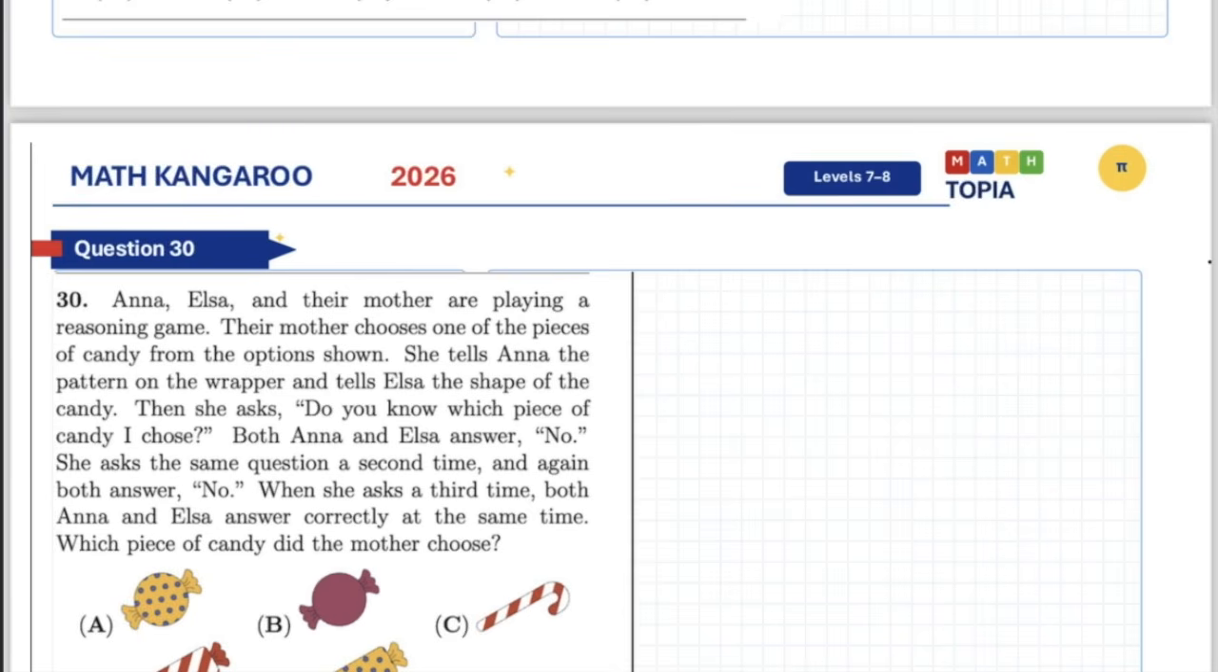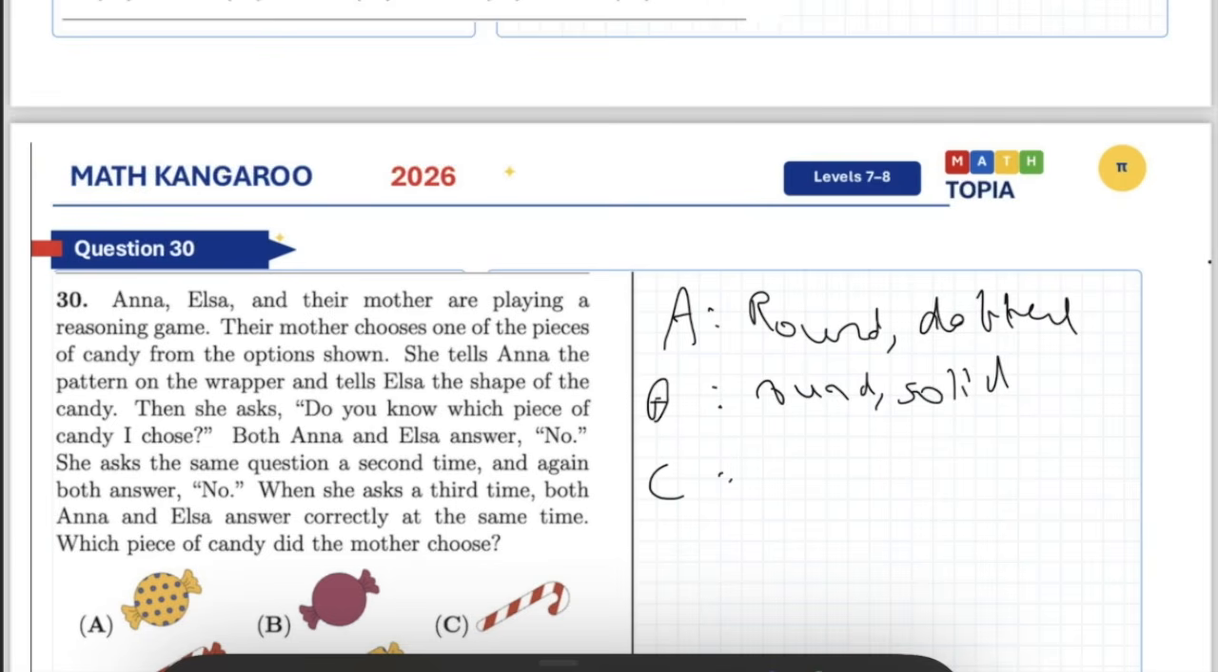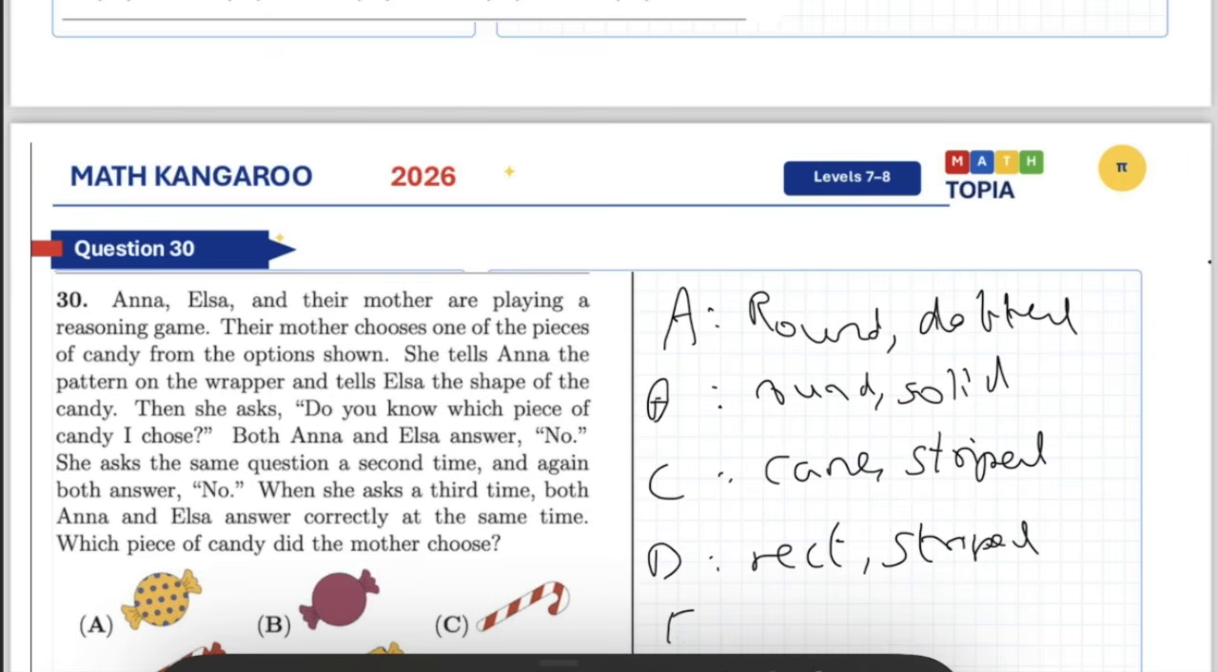So let's list what type of candy each one is. A is round and dotted. B is round and solid. C is a cane and it is striped. D is rectangular and is striped. And E is rectangular and is dotted.